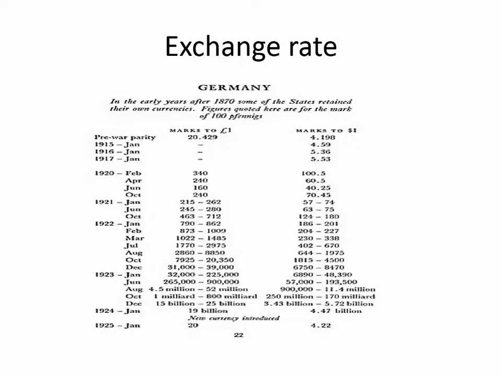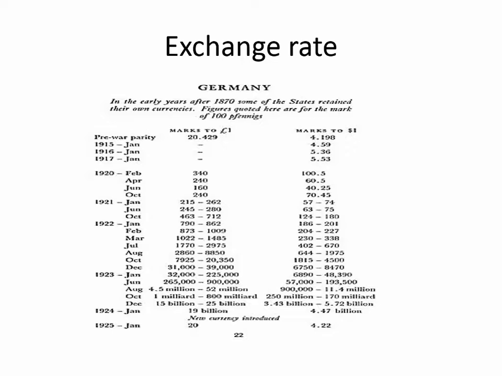By October of 1921, the rate was about 150 to the dollar, going up to 200 to the dollar, 300 to the dollar, 600 to the dollar, 6,000 to the dollar, 57,000 to the dollar. By the time you get to 1923, you see what's happening. In August of 1923, the exchange rate was between 900,000 to 11.4 million marks to the dollar. October of 1923, 250 million to 170 milliard marks to the dollar.